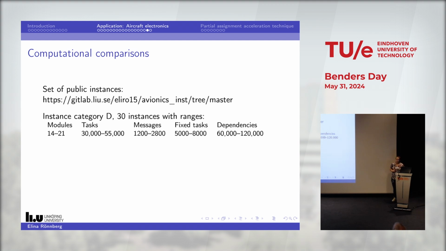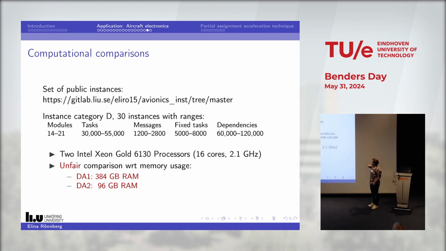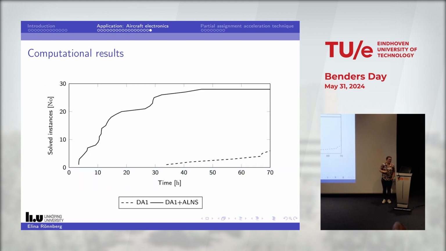So, a first computational comparison. We had a set of public instances. This is the largest set that we have among the public ones. And then we compare these two decomposition approaches. For the first one, we had to use the fat nodes on the cluster because they require quite a lot of memory. The second decomposition approach does not. So it's not really a fair comparison in that sense. But the results look something like this.